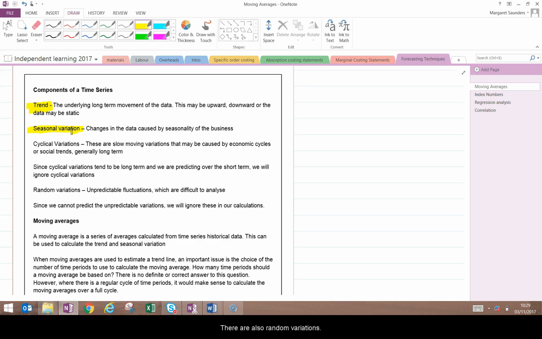There are also random variations. These are unpredictable fluctuations in the data. And since we can't predict the unpredictable, we're also going to ignore these. So we're really going to be concentrating on trying to identify any trend in our data. We're going to look to identify seasonal variations in the data and then we can use those to forecast into the future for our budget preparation.